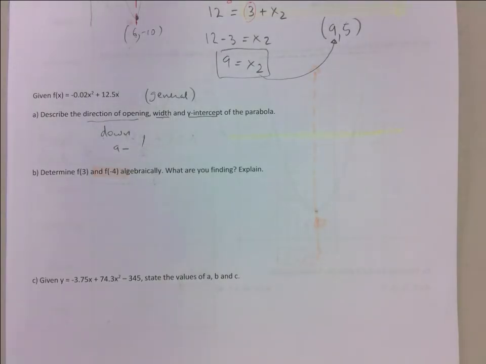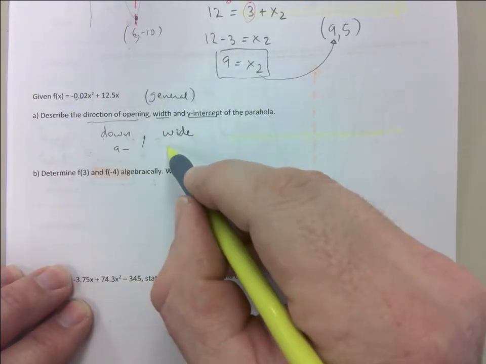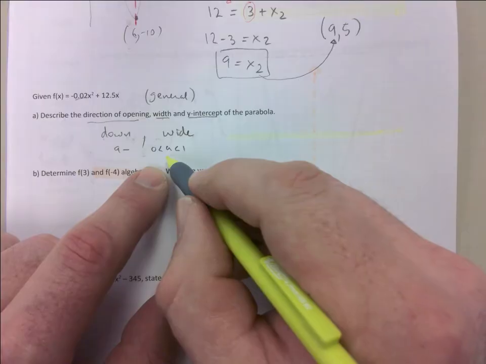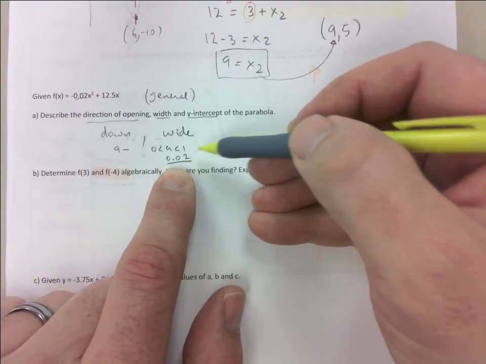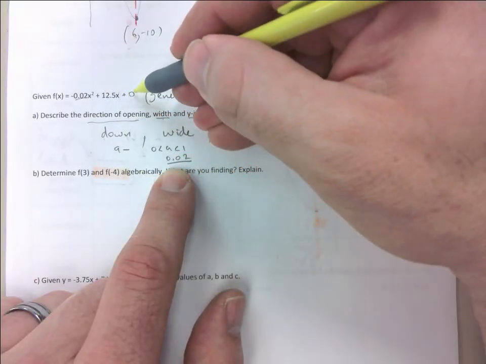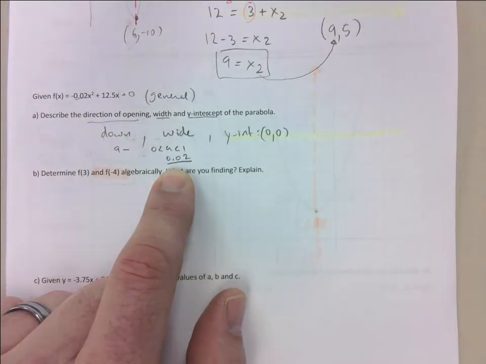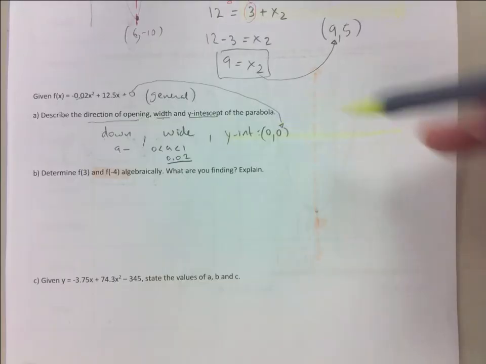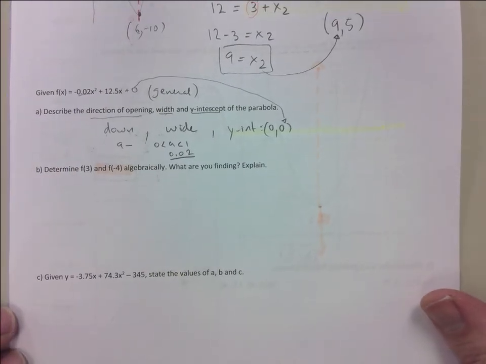This would be a wide curve, okay? It's wide because the value itself is between 0 and 1. And we're talking specifically 0.02, right? That's the number I want you to look at. And the y-intercept, there's a plus 0 tagging along. The y-intercept is 0, 0. Okay? It's always 0, C, and so it's the origin, right? That's the y-intercept of this one.